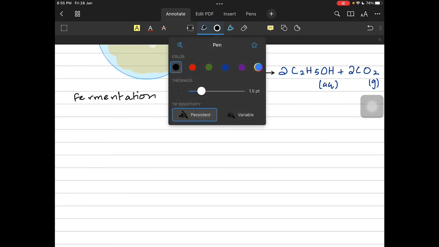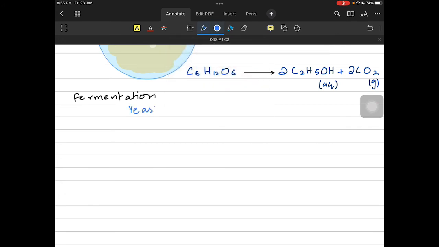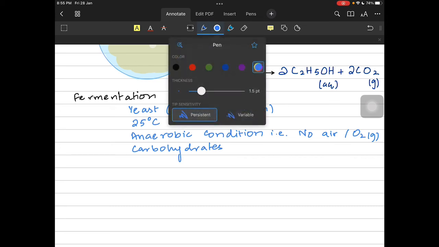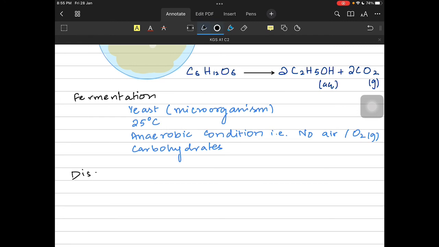Let's revise the idea of fermentation. Fermentation is a biological process where yeast, a living microorganism, is required. Then we know 25 degrees Celsius is needed because yeast is a microorganism, it might die in high temperatures. We need anaerobic conditions, which means no air or no oxygen. We make sure there is no availability of oxygen, and in biology we call it anaerobic. We need a carbohydrate solution, glucose or starch or anything to begin with. These are the basic conditions of the fermentation process.